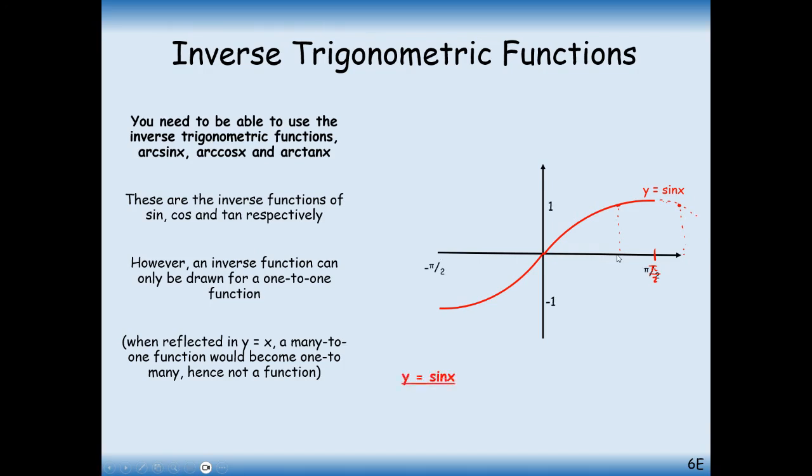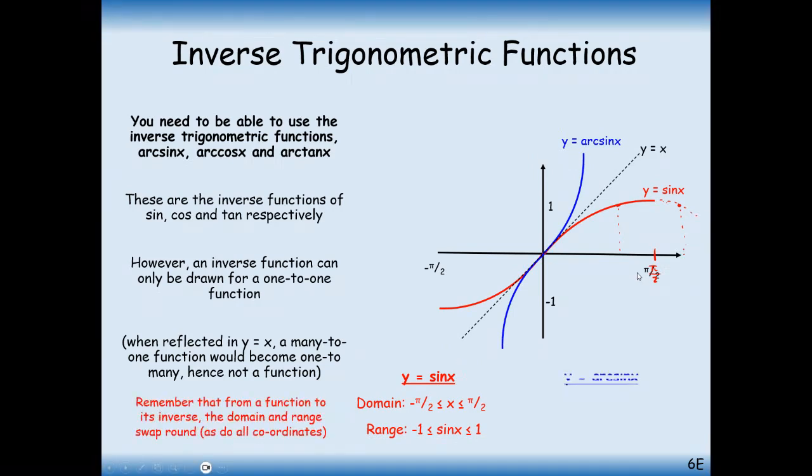So the original curve, the red curve, is the sine curve, and its domain is bounded between negative pi over 2 and positive pi over 2, so that the inverse of this function can also be called a function itself.